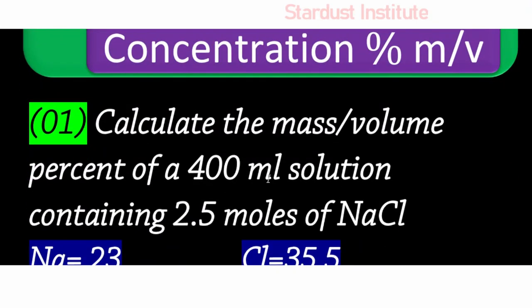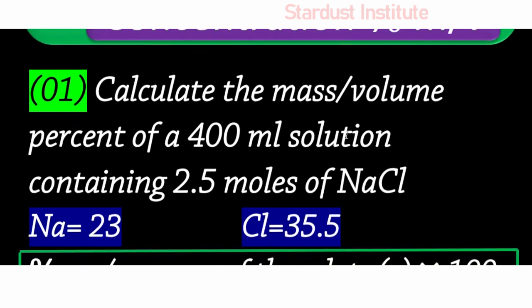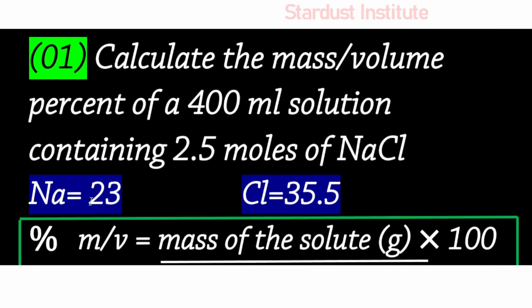Calculate the mass volume percent of a 400 milliliter solution containing 2.5 moles of NaCl. Molar masses have been given: sodium 23, chlorine 35.5.